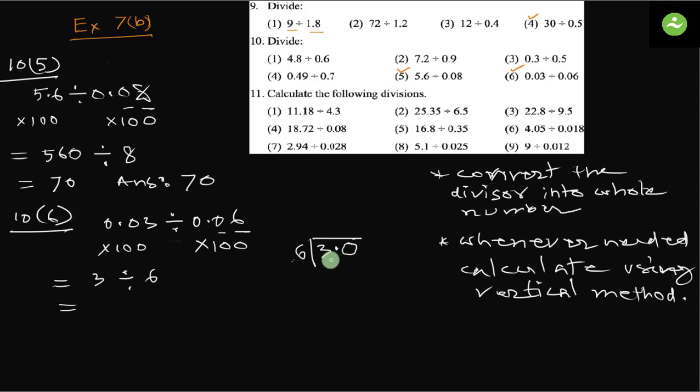Now 6 divides, we consider it a whole number. So take one digit, it doesn't divide, it is smaller. Take another digit. Whenever you take a digit next to the decimal point, put a decimal point here in the result or quotient. Now 6 into 5 is 30. No remainder. 0.5 is the answer.